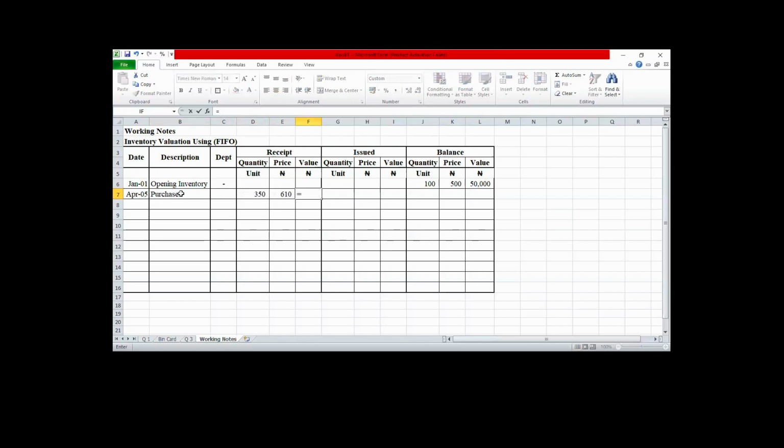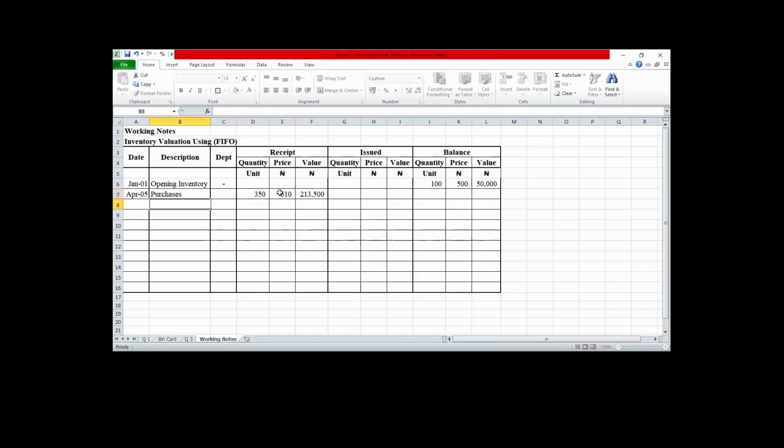What will be the value? 350 times 610. 213,500. Is it clear? Now, that is not the end there. You will now take the amount you have here and add it to what you have. Take your balance as your store, and take this as where you received. You will now come here and add the quantity together, the old one and the new one. 100 plus 350. That's 450.